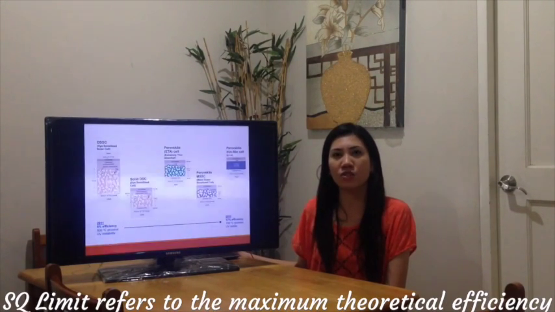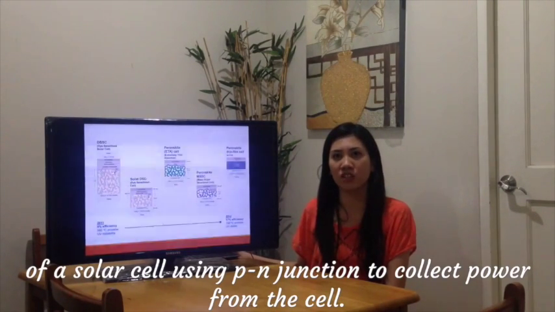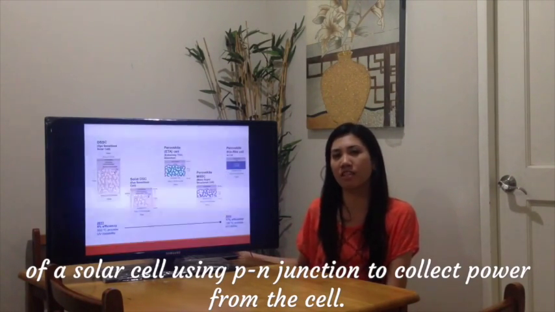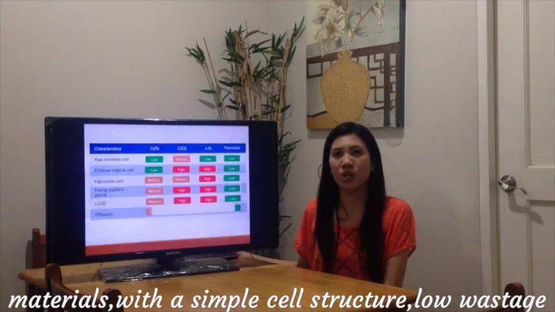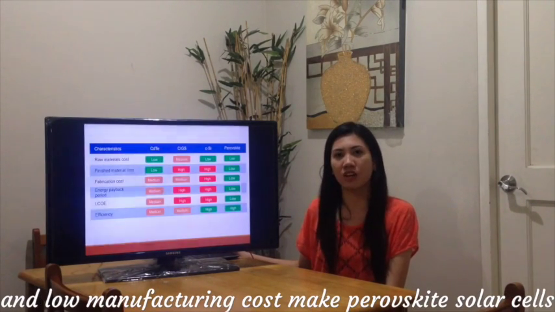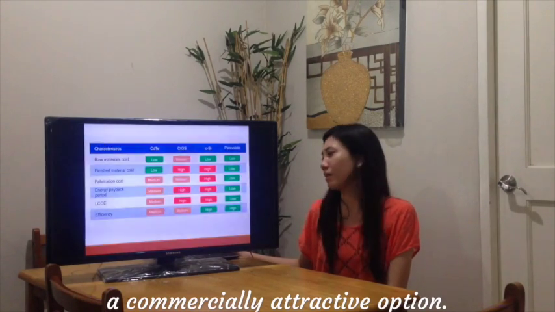SQ limit refers to the maximum theoretical efficiency of a solar cell using a P-N junction to collect power from the cell. Their high efficiencies and use of abundant inexpensive materials with a simple cell structure, low wastage, and low manufacturing cost make perovskite solar cells a commercially attractive option.